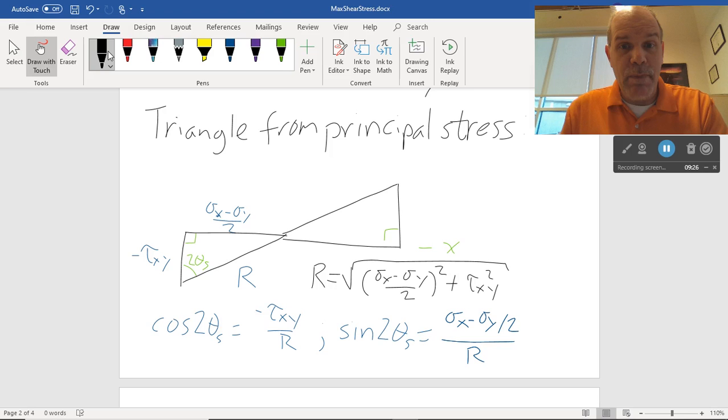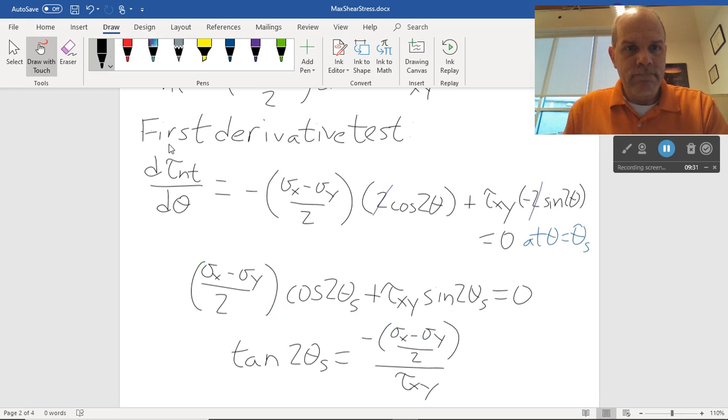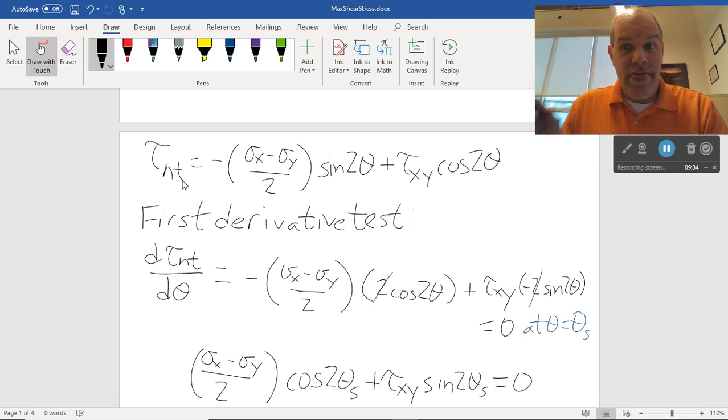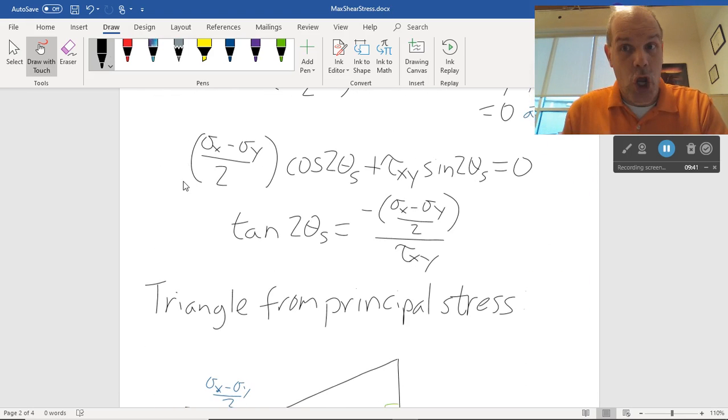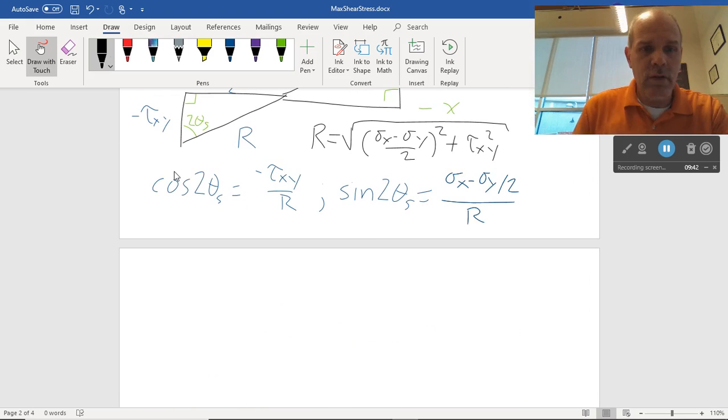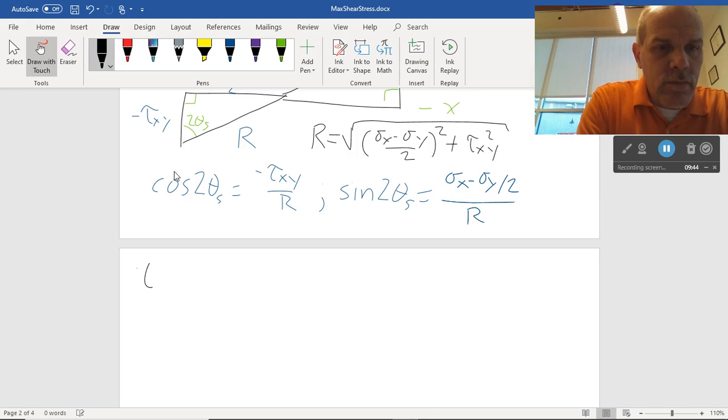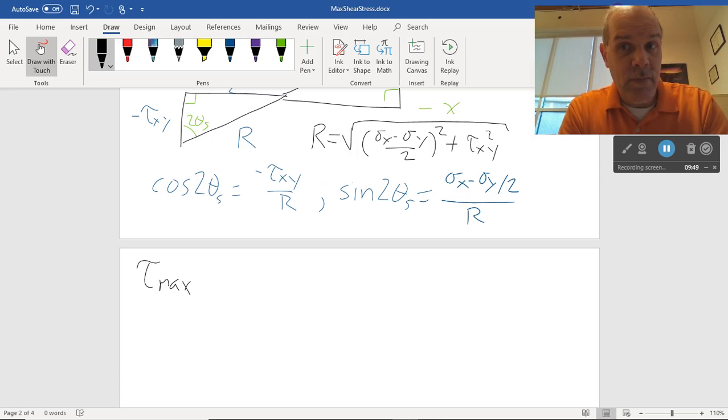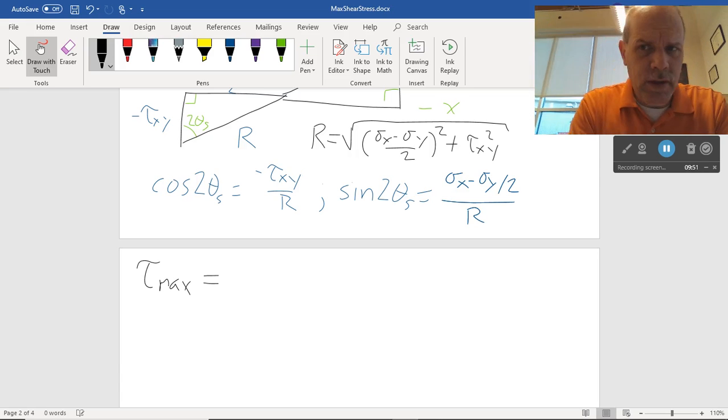Now I can put this back into my tau nt equation. Scrolling up for a sec. This equation at the top of the page, I've got to put that value of theta into that equation, and that will get me my maximum shear stress in the plane. Let's go. All right, so tau max, with the understanding that this is just the maximum in the plane. I think I've said that about 100 times, and I'm probably going to say it 100 more, right?